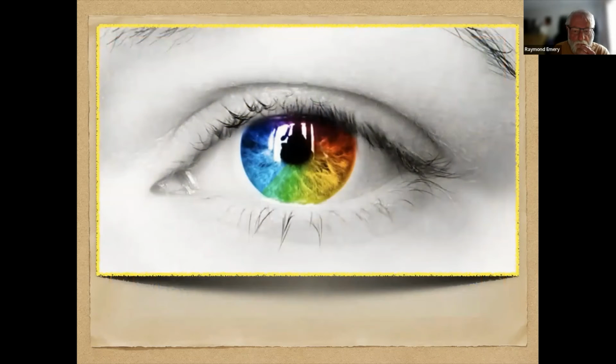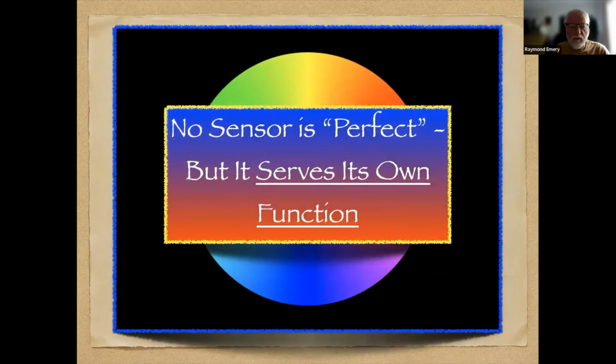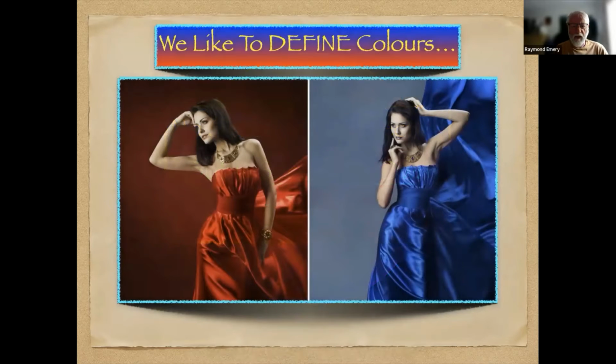sometimes. And the human eye is our primary receptor, of course, for our particular species. But I'm going to define colour here as the conscious perception of detected wavelengths of electromagnetic emission, with the emphasis on the conscious perception there. And as I've already mentioned, no sensor is perfect, whatever that might mean, but it serves its own function. They all have their plus and minus points.